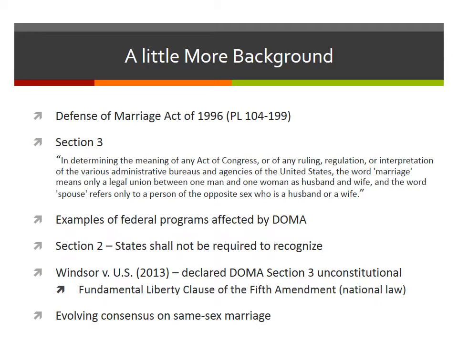Well, this was challenged several times, and finally in the 2013 case, Windsor versus U.S., it declared Section 3 unconstitutional, using what's called the Fundamental Liberty Clause of the Fifth Amendment. Because the Defense of Marriage Act was a national law, the Fifth Amendment, which is the Bill of Rights saying what Congress can't do, is to deny fundamental liberty. And they say, look, freedom, liberty, is stated in the Fifth Amendment, and you can't treat same-sex couples differently from opposite-sex couples.